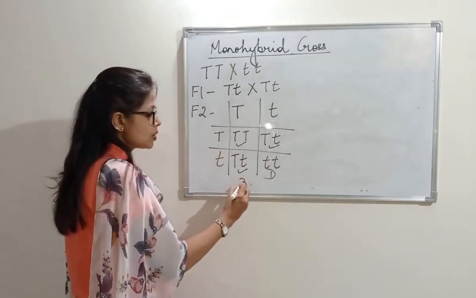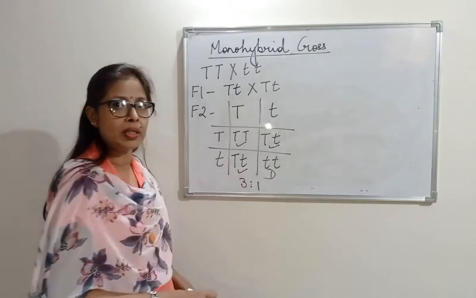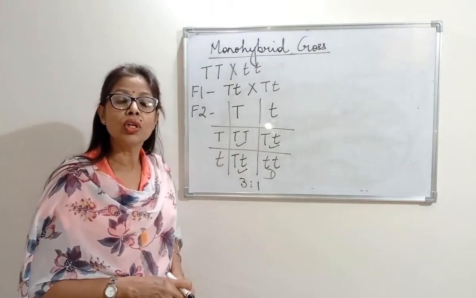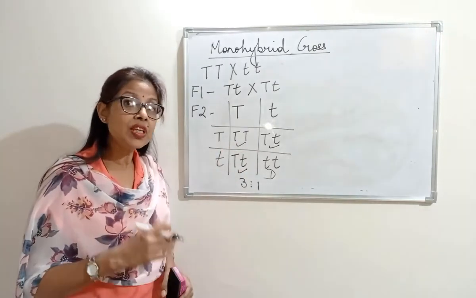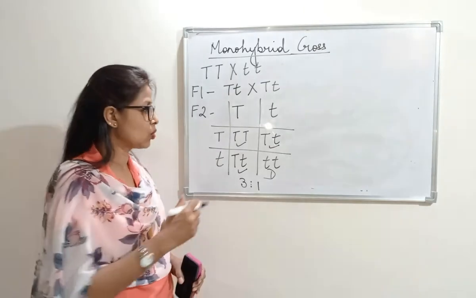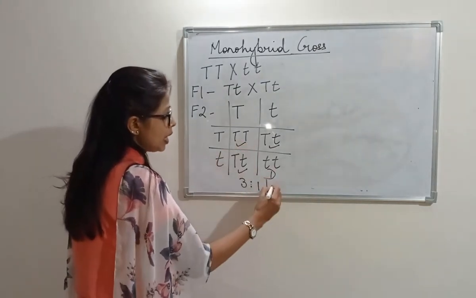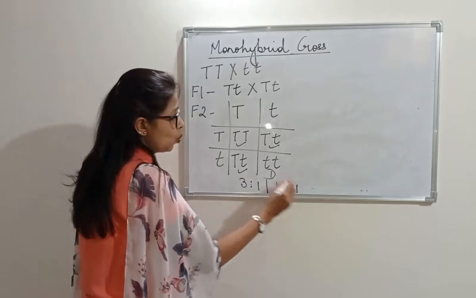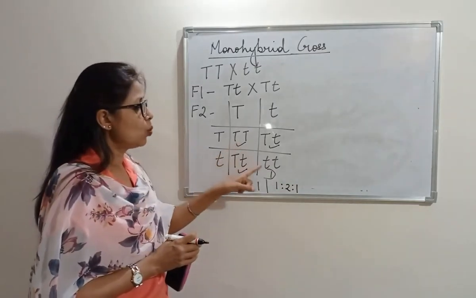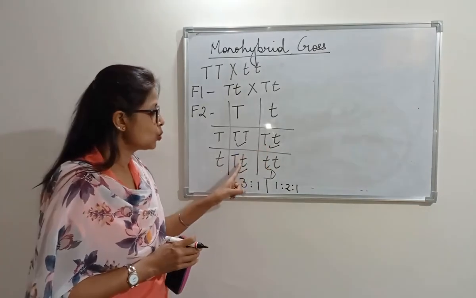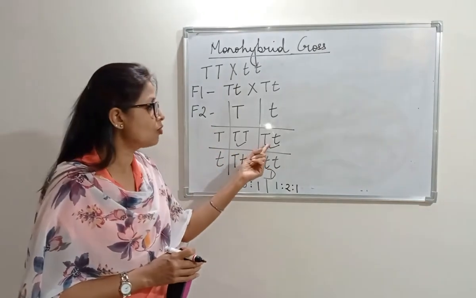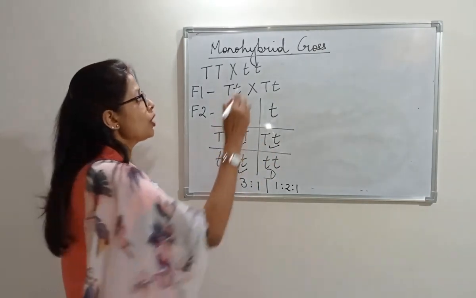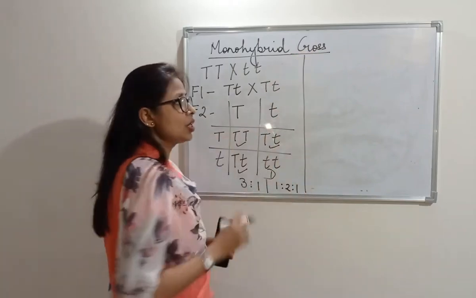So the ratio comes as 3:1. This is the phenotypic ratio. That means externally how they look or how they appear. But if we see the genotype, that is the genetic makeover, then the ratio will come as 1:2:1. That means one pure tall, one pure dwarf, and two which have a combination of both the parents, the tall and the dwarf.